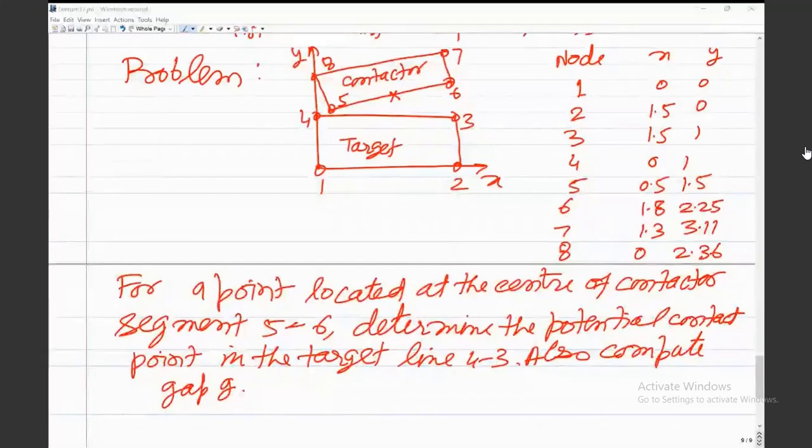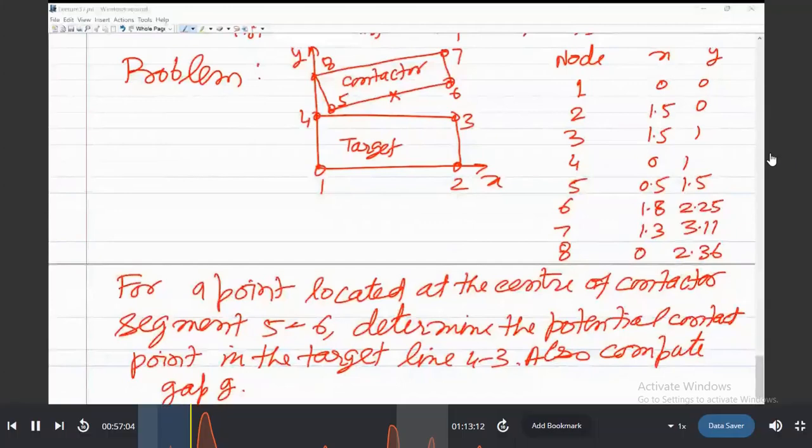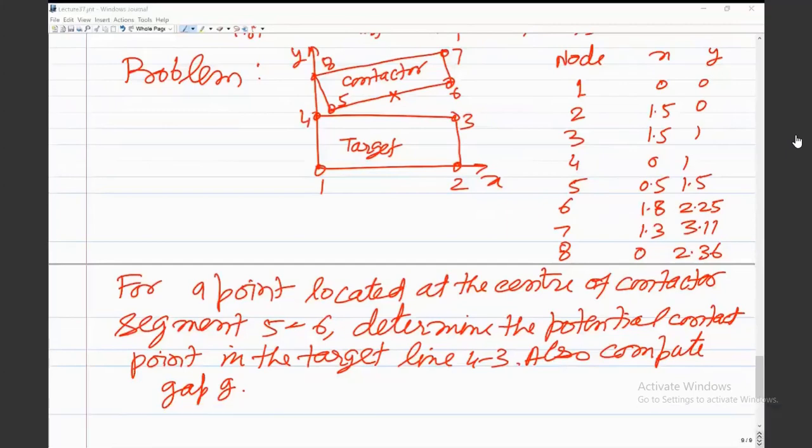Hello, anybody? Any question? Sir, I have a doubt regarding the initial contact. If for target and contactor you're applying some force and they come in contact, how to find that initial contact force to start the problem in the iterative process?